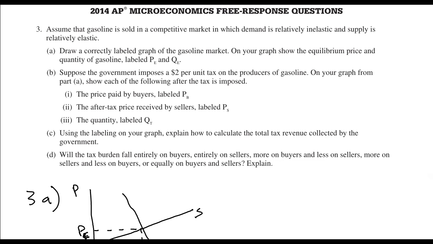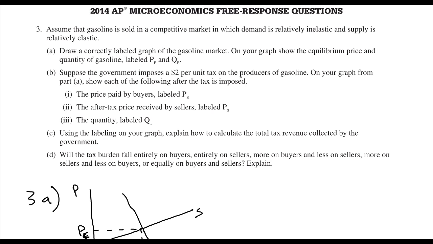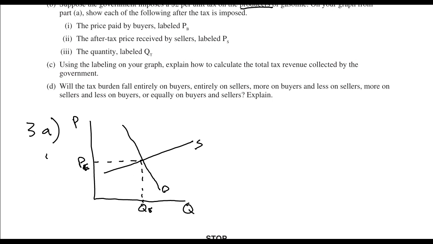Part 2. Suppose the government imposes a $2 per unit tax on the producers of gasoline. That's probably key there. On your graph from part A, show each of the following after the tax is imposed: the price paid by the buyers, the after-tax price received by the sellers, and the quantity. Alright, so parts 1, 2, and 3 are all going to be on this graph.